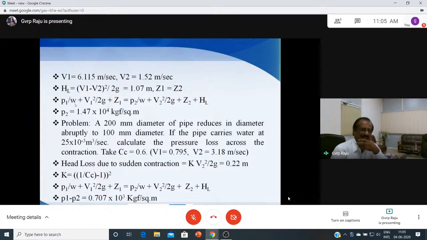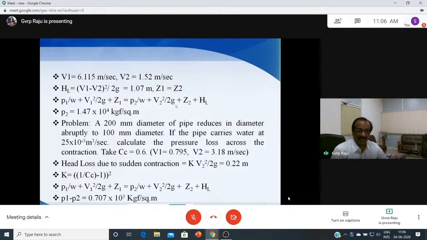Apply Bernoulli's equation here, which is P1 by w plus V1 square by 2g plus Z1, equal to P2 by w plus V2 square by 2g plus Z2 plus HL. Now P1 by w, the pressure intensity in the smaller pipe, is 1.4 into 10 power 4 kg force per meter square by 1000, w being 1000 in the MKS system, and V1 is 6.115 square by 2g. Z1 and Z2 are zero, so you can cancel them. So P1 by w plus V1 square by 2g is equal to P2 by w, which is not known here, plus V2, 1.52 whole square by 2 into 9.81, plus HL.